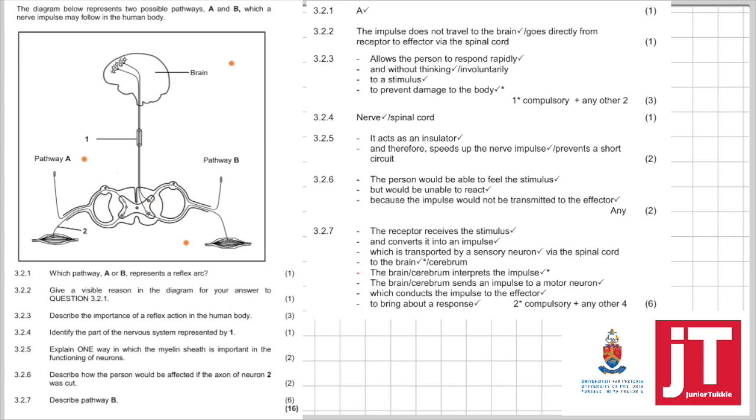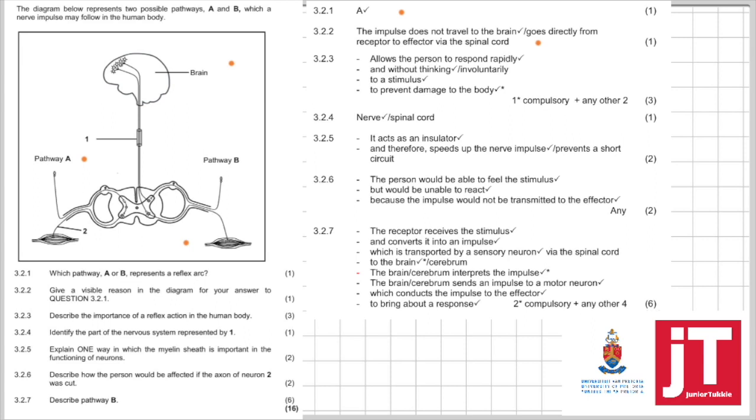Right. 3.2.2, give a visible reason for your answer. I just told you A. The impulse does not travel to the brain. It goes directly from the receptor to the effector by the spinal cord. So in my answer, I explained to you it's the interneuron that's missing. But this pathway, why it is not a reflex arc, can you see? It does not go to the effector via the spinal cord. It goes straight to the brain. That's the answer that they wanted.